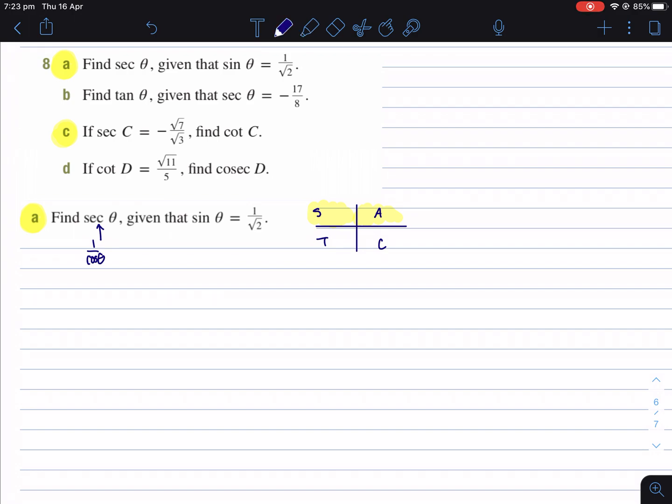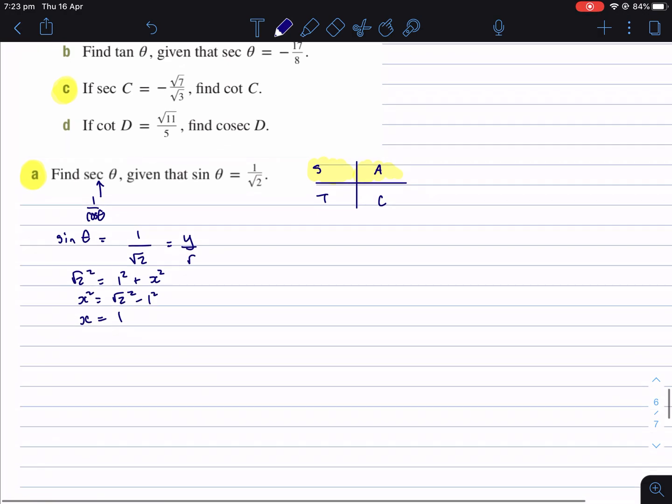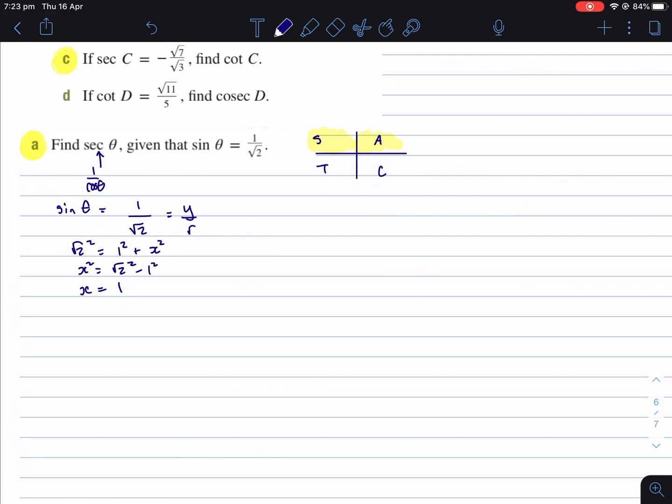Okay, so if sine theta equals 1 on root 2, which is opposite over hypotenuse, then to find x, we know root 2 squared equals 1 squared plus x squared. So x equals root 2 squared, take 1 squared, it's just 1. Because root 2 squared is 2, 1 squared is 1, 2 take 1 is 1, root 1 is 1. So cos theta, which is adjacent over hypotenuse, is going to be 1 on root 2.